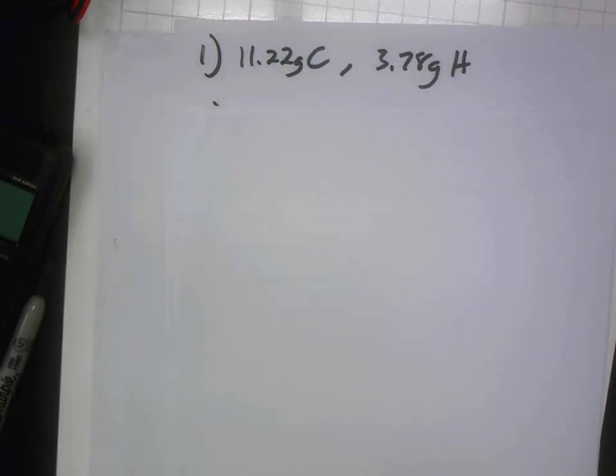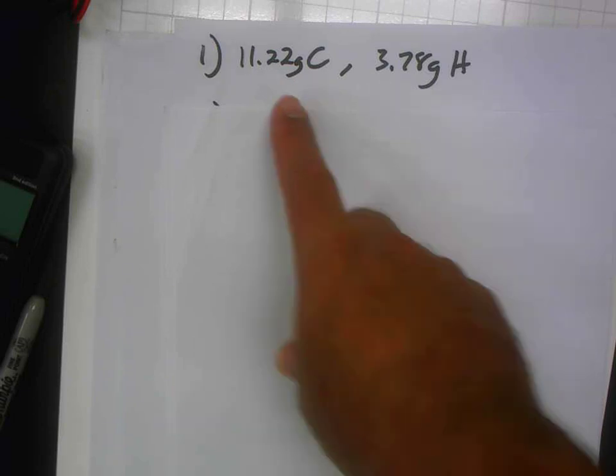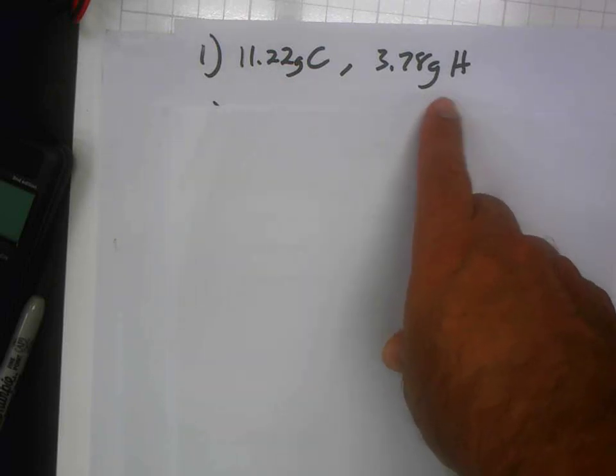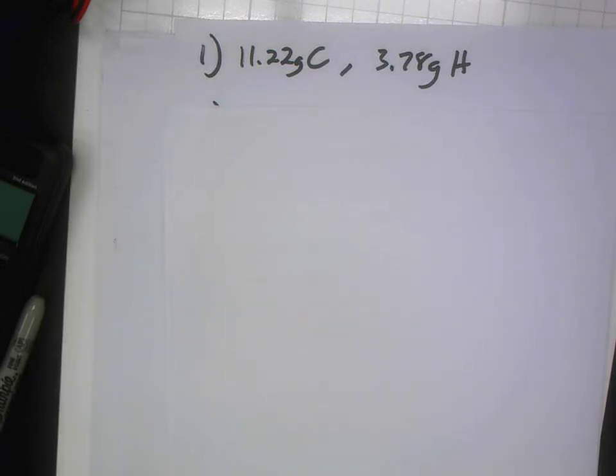All right, so let's say you're told that you had 15 grams of a substance. In that 15 grams of substance, you analyzed it, and you found that 11.22 grams of that substance was carbon, and 3.78 grams of that substance was hydrogen. What's its chemical formula? What's its empirical formula? We're looking specifically for empirical formulas.